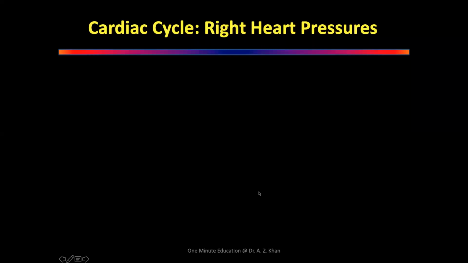Now I'll give you a clue. Time remains the same, 0 to 0.8. But the right heart pressure we know is lesser. So the y-axis of the graph will go from 0 to 25. Instead of 0 to 120, the y-axis will go from 0 to 25. Have you understood that? Yes, sir. So any graph, you have to understand the x-axis and the y-axis. Very important.